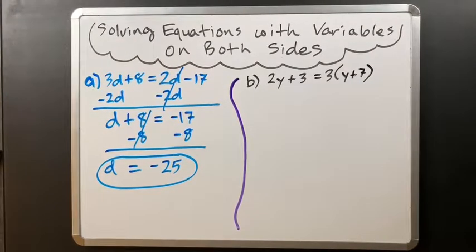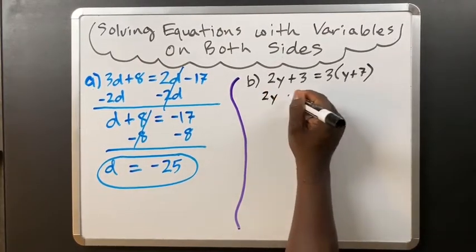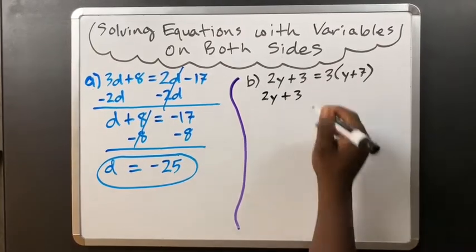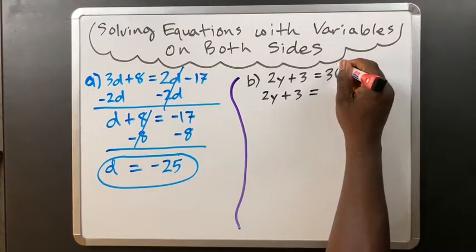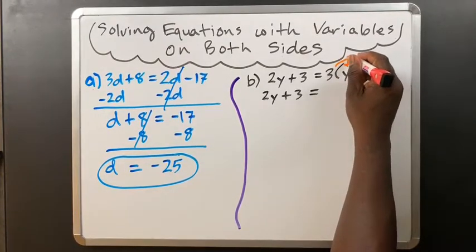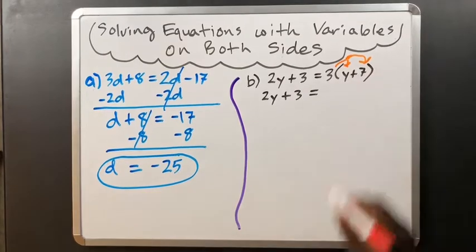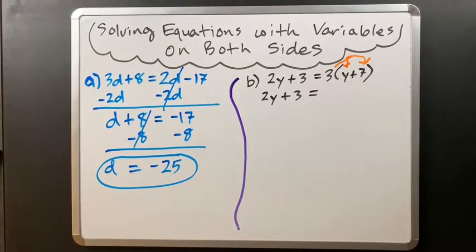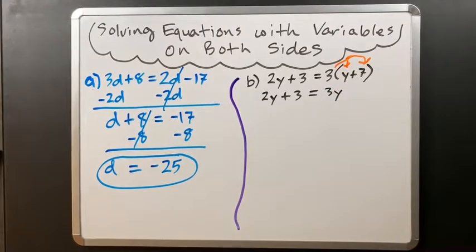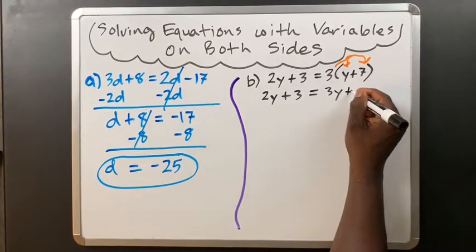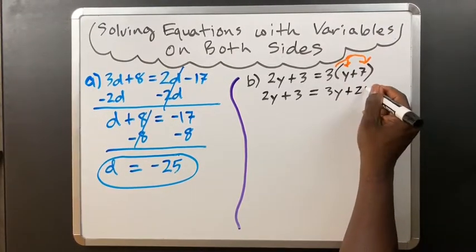All right. You want to always know what you're going to do before you do it. We need to get rid of the parentheses on the right side. So that's the first step. So we're just going to bring down the 2 times y plus 3. Bring down the equal sign. And we're going to use the distributive property, right? Okay. So in this case, 3 times y is 3 times y. And then we will bring down the plus symbol, and then 3 times 7 is 21.